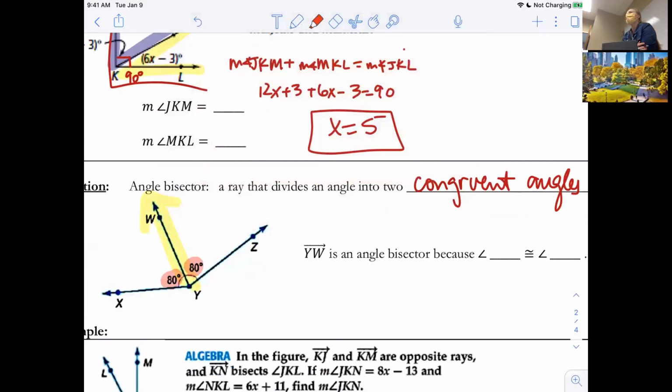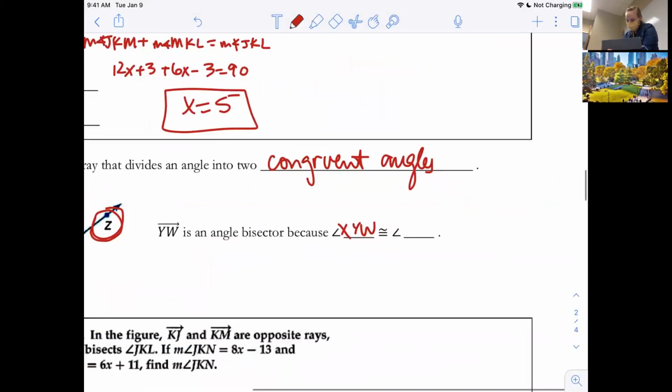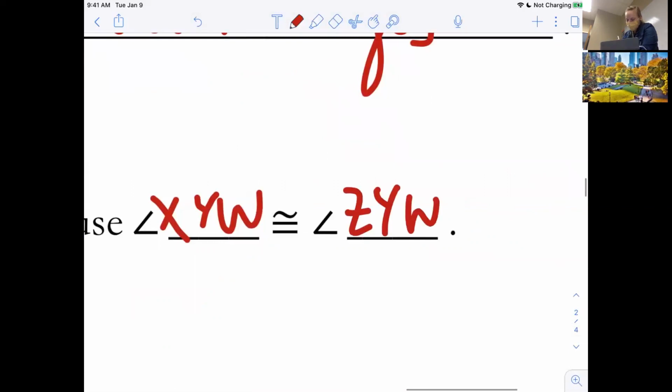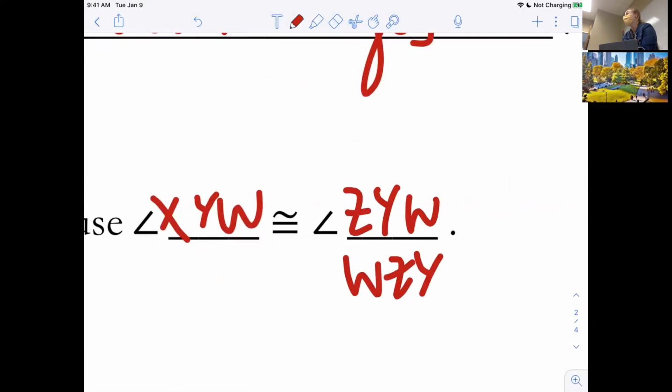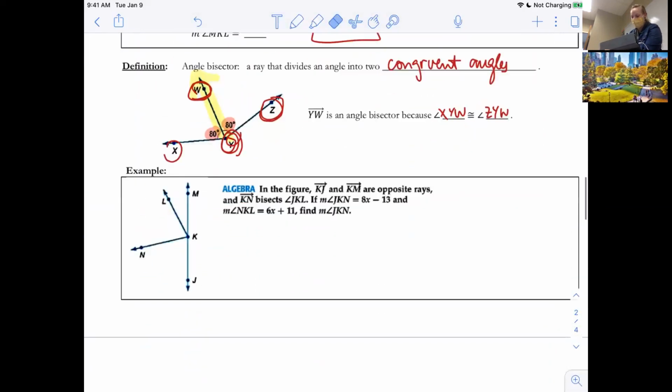Can you name my angles for me that are congruent? I need 3 points. X, Y, W, and Z, Y, W. Could I have done W, Z, Y? No, it's not in order. Y has to be in the middle.